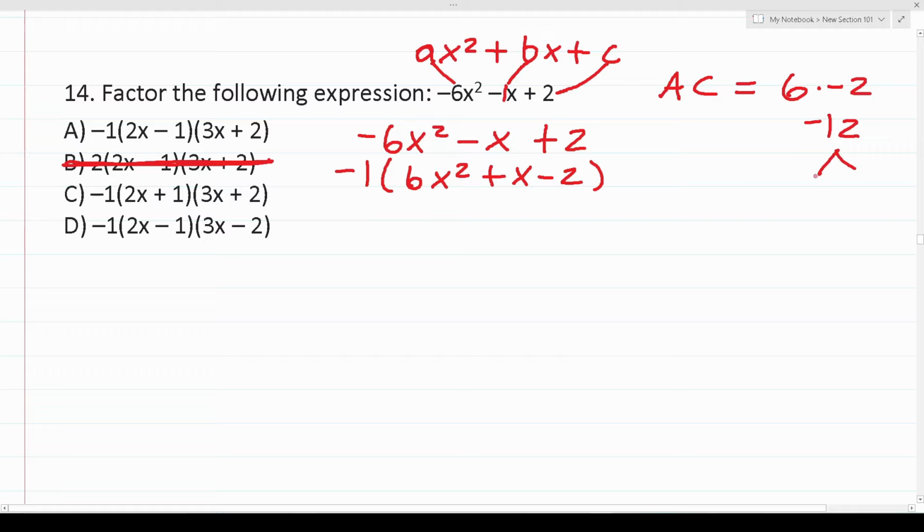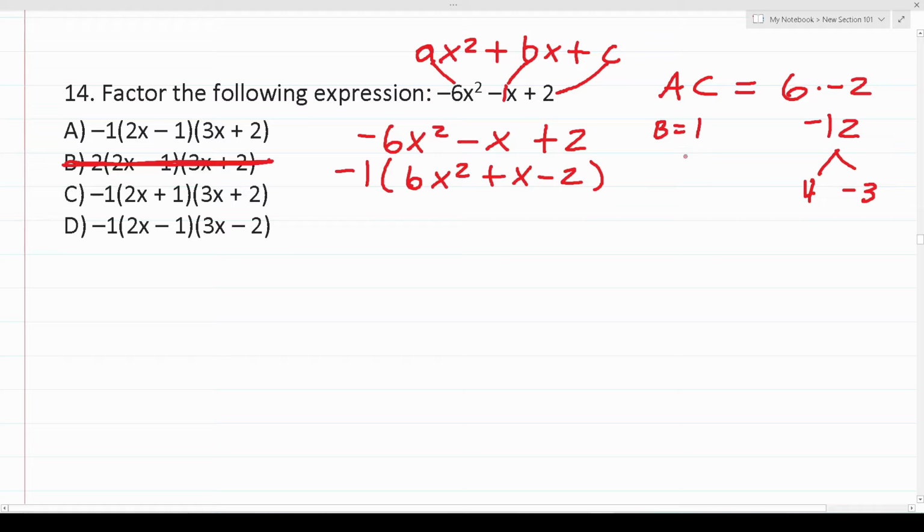And then you want to find two factors of a times c that, when they're added together, equal b. Well, we should see that b in this case is +1. That's right here. So we're looking for two factors that when multiplied together equal -12, but when added together equal +1. So that's going to be 4 and -3. 4 times -3 is -12. 4 minus 3 is +1.